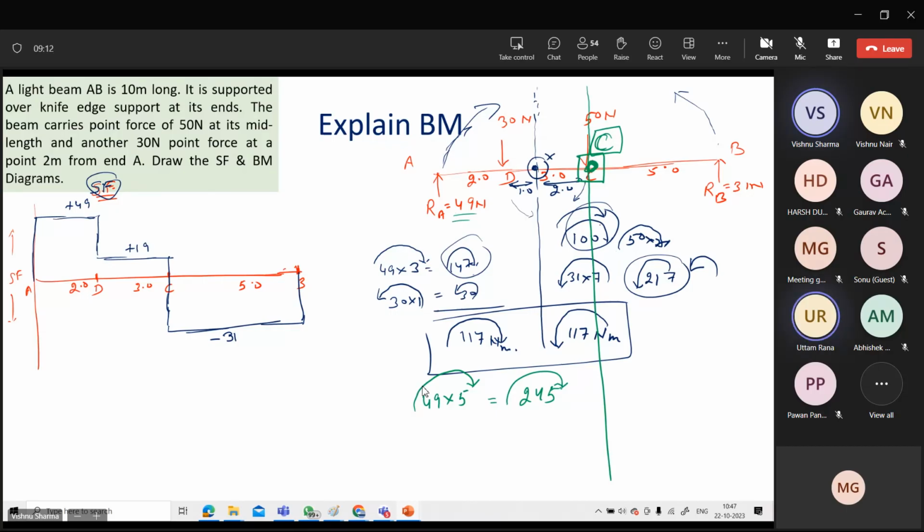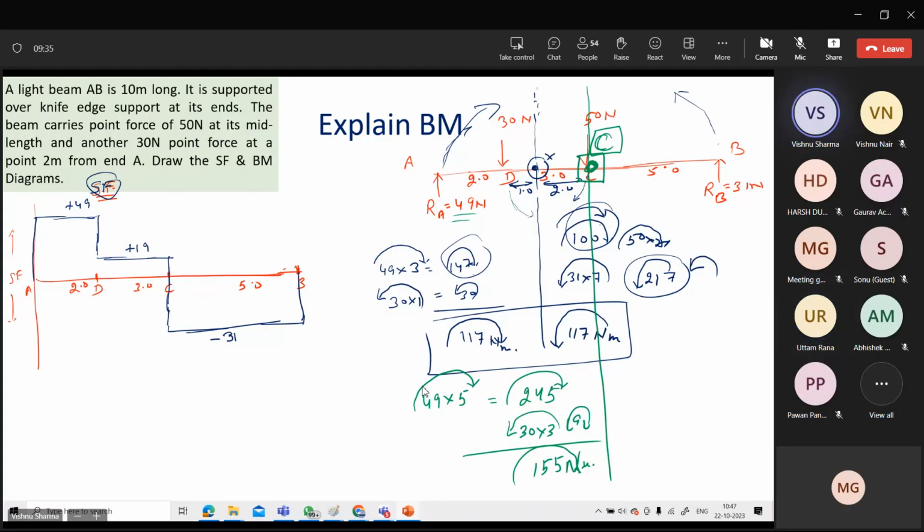Yes, sir. And another force is 30 newtons anti-clockwise. So anti-clockwise will be 30 into 3, that is 90. The resultant will be 155 newton meter clockwise. Correct, beta? Yes or no? Right? Yes, sir.